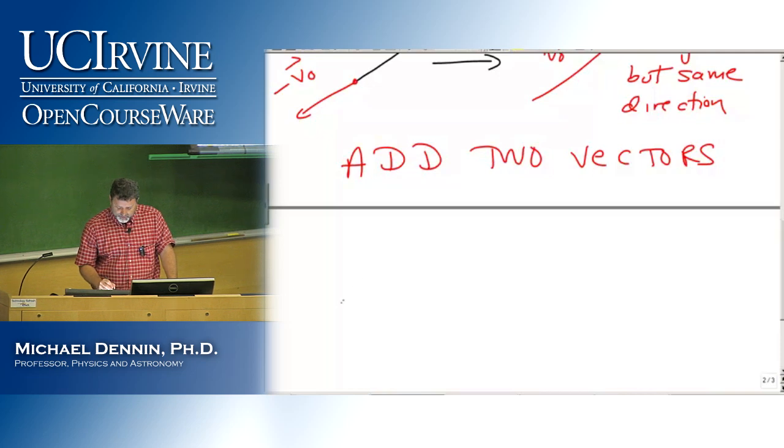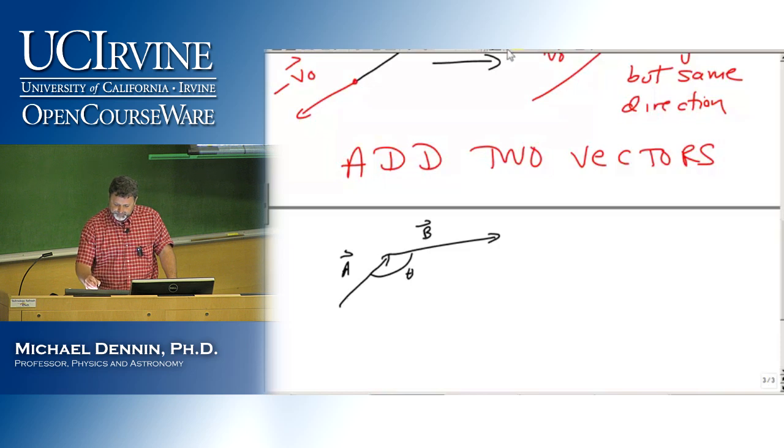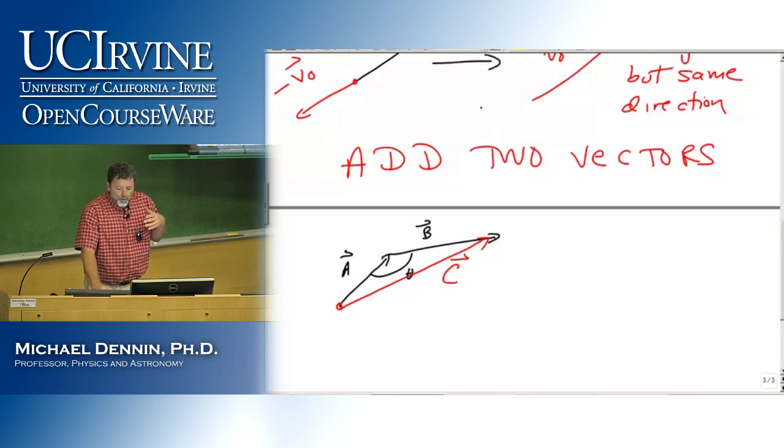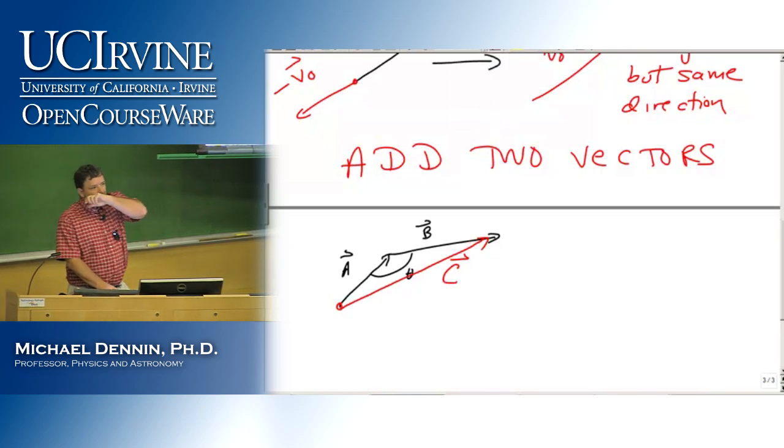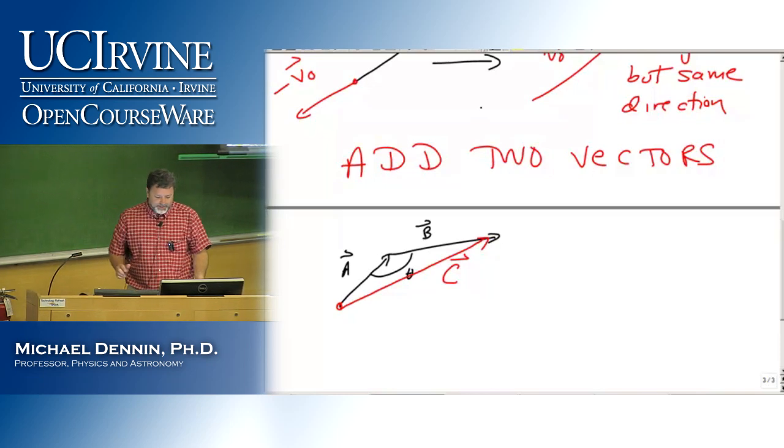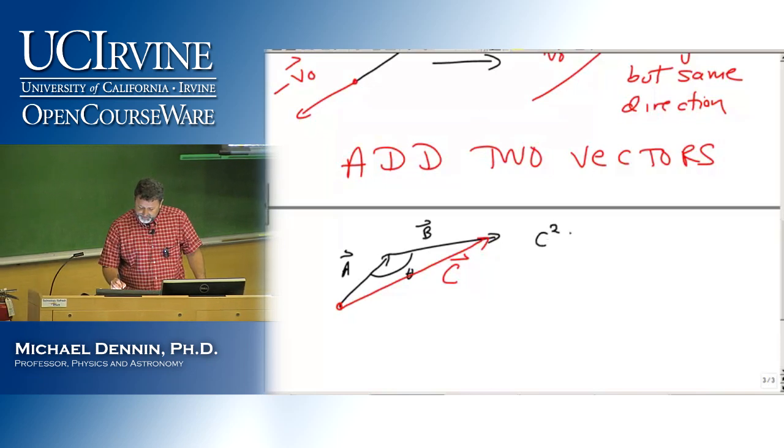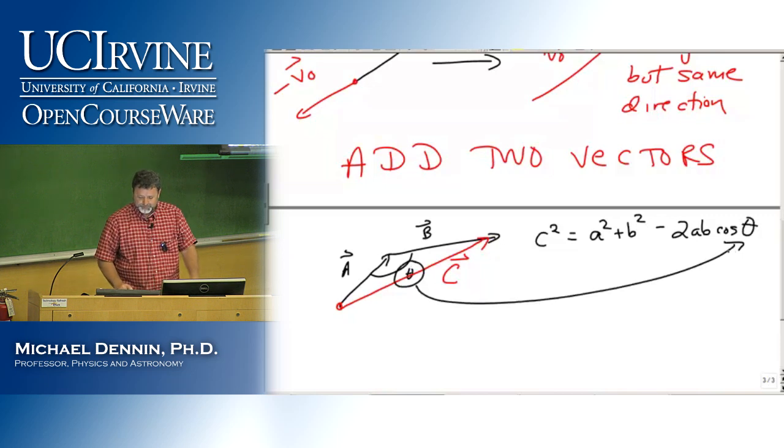Now, if I'm going to add two vectors, so there's vector A, there's vector B. There might be some angle theta between them, and they equal vector C. One thing you could do, if you were really good with your triangles and trig, you would remember that the length of C squared equals a squared plus b squared minus 2ab cosine times that angle theta right there between them.